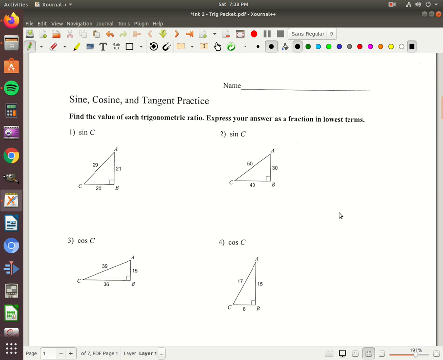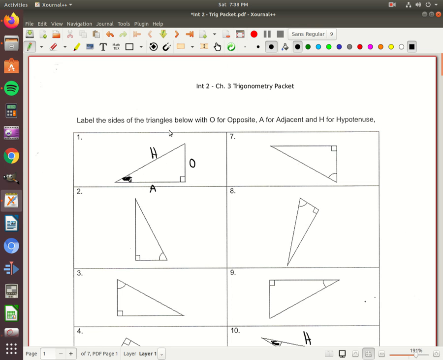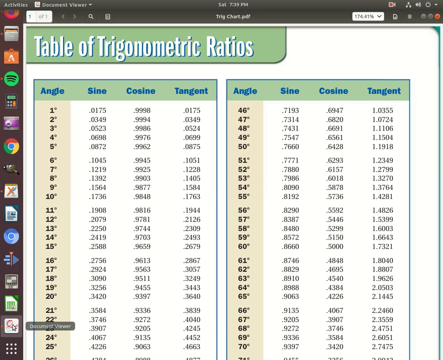Packet page 2. Again, the first thing we needed to do is go through and recognize if we're talking about the opposite, the adjacent, or the hypotenuse. Again, because as we're going to discover, there's 3 ratios, and each of these ratios talks about a combination of 2 of those 3 sides.